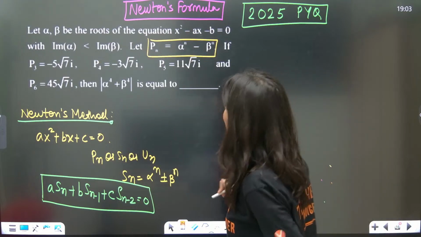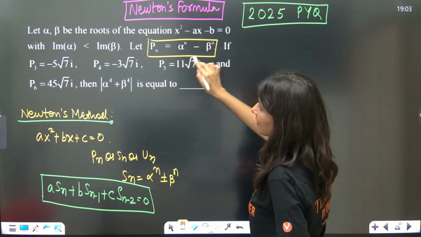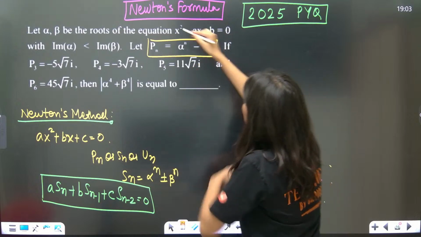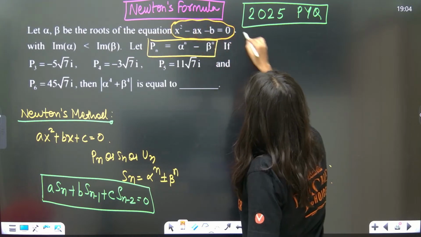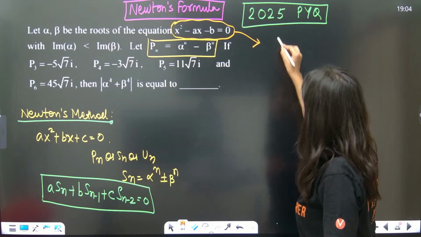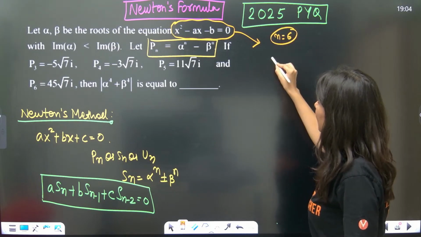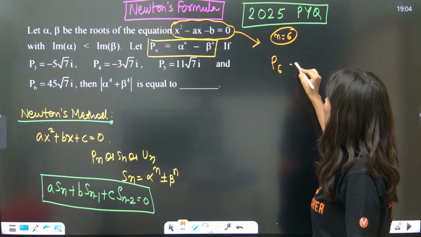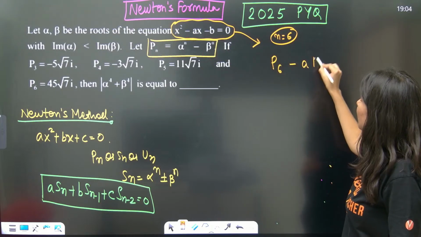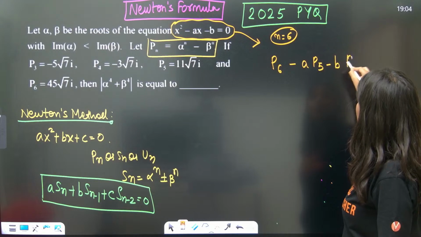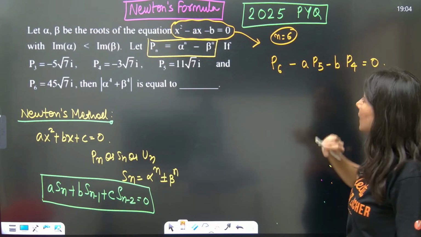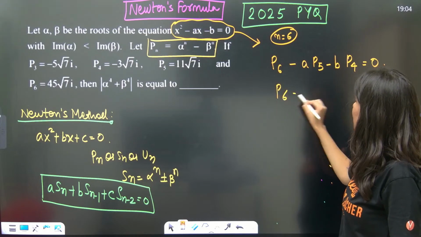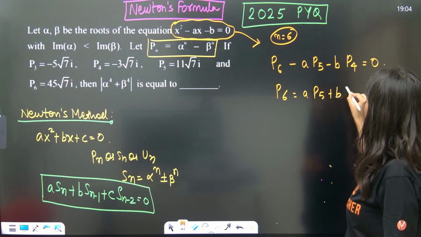As per this question, we can clearly see that Pn is this. Now they are talking about P3, P4, P5 and P6. So let me write this quadratic equation using Newton's method and put n equals 6. x² will be replaced by P6, minus x will be replaced by P5, and the constant term will be multiplied by P4, equals 0. Now P6 equals aP5 plus bP4.